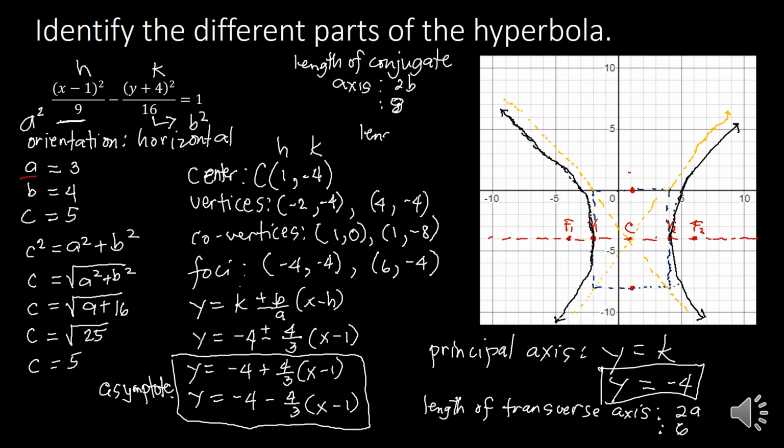The length of the foci will now be equivalent to 2c, which is 2 times 5, which is 10. So we've got now the different parts of our hyperbola. And let us now have another example.